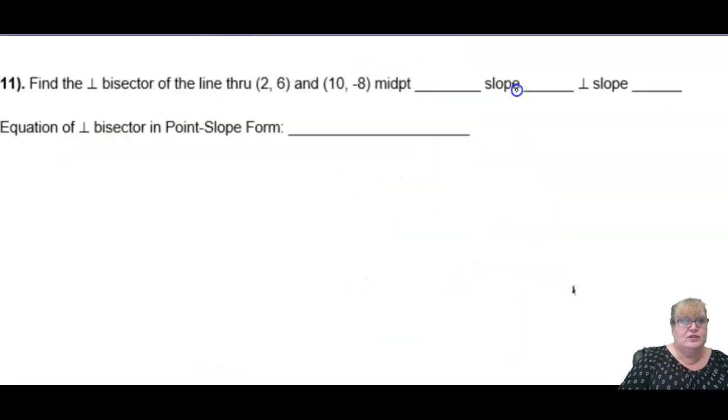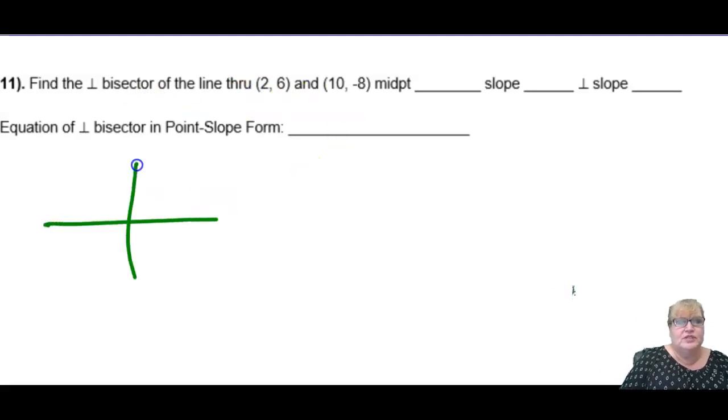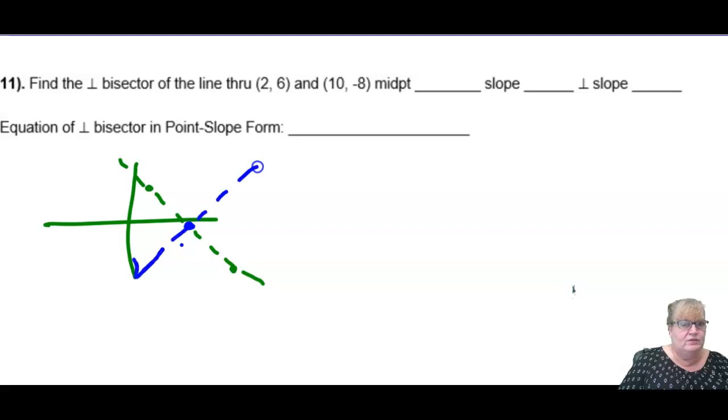All right, last question, and then you will survive day 1 of Precalc. All right, find the perpendicular bisector through these points. Just to think about what this is, go over 2 and up 6, over 10 and down 8. So this is the line we're talking about, and you're supposed to find a line that goes through the midpoint and makes a right angle. This is the equation we're looking for. So it goes through the midpoint.